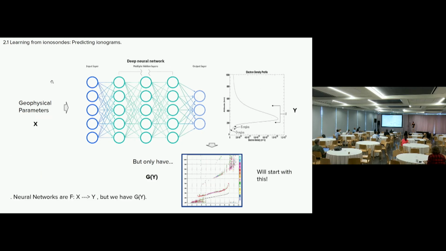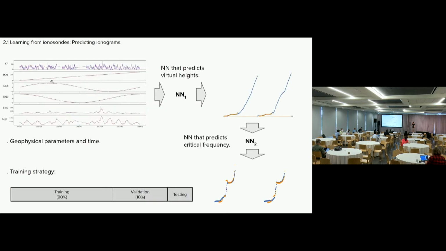The mathematical problem can be stated as follows. We know that there must be a function that goes from X, geophysical parameters, to Y, electron densities. Neural networks are very good at reconstructing any function if you have good mappings between X and Y. But unfortunately, we don't have Y, we have G of Y. So we're going to postpone this electron density learning for later, and in this project we focus on teaching this neural network to predict ionograms only, which should be an intermediate step.